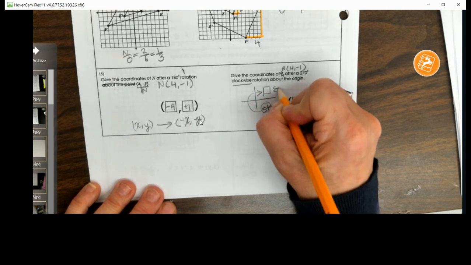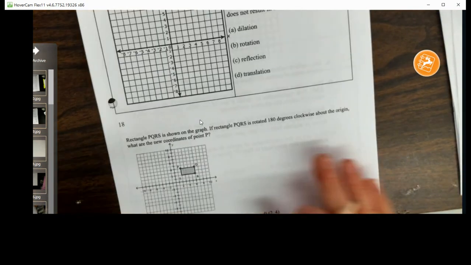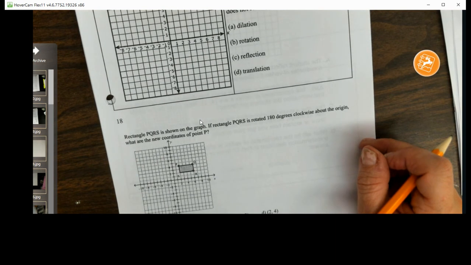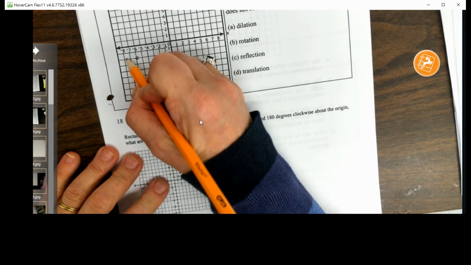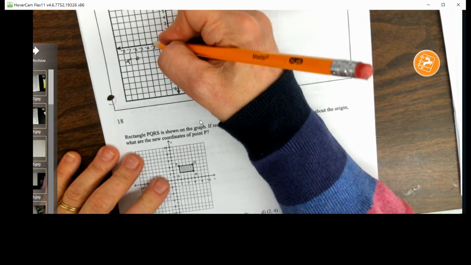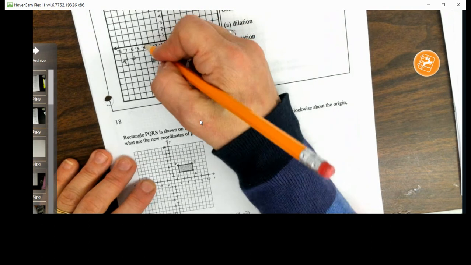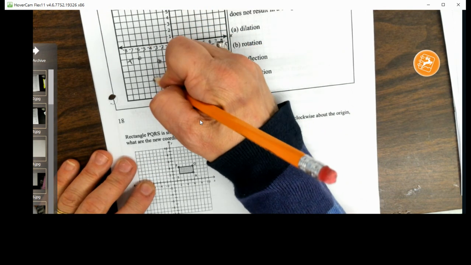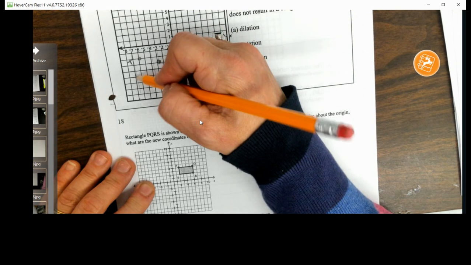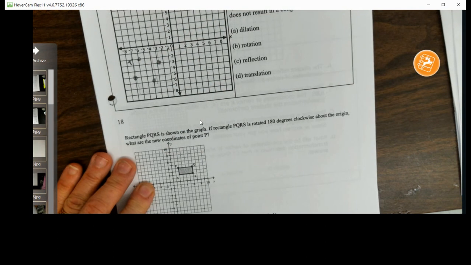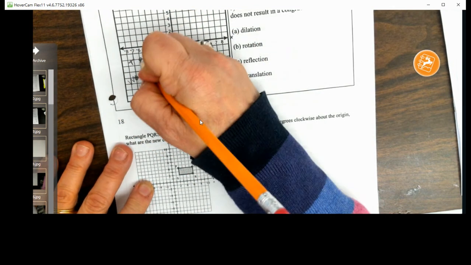I'm just going to go start, end. We're going to graph this one out. Again, T is negative 6, negative 2. U is negative 3, negative 3. V is negative 4, negative 6. And W is negative 7, negative 5. So this is T, U, V.